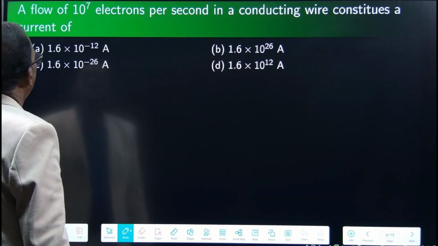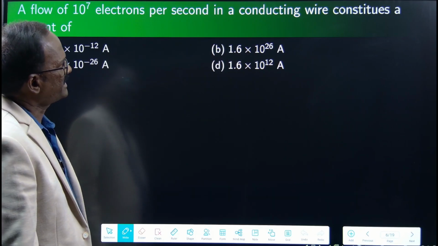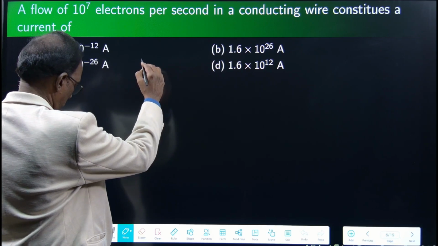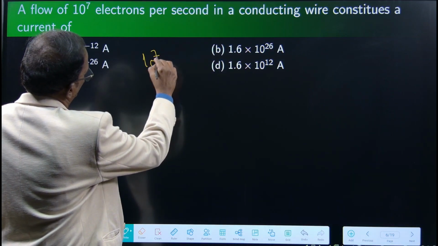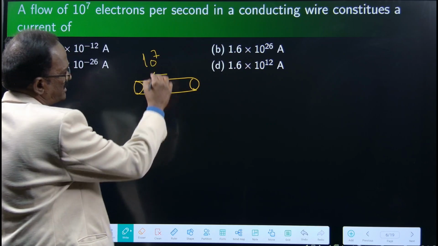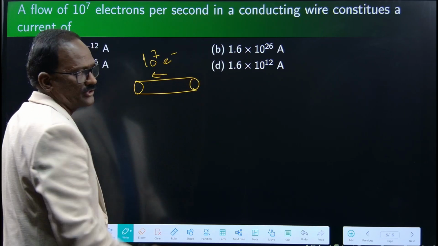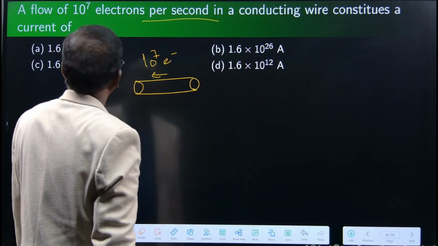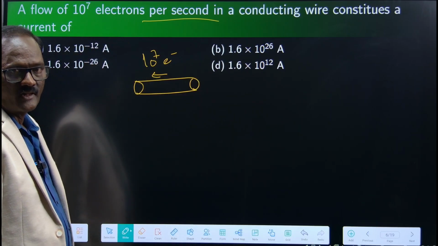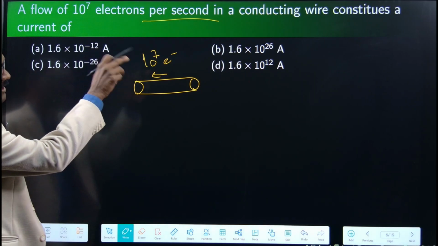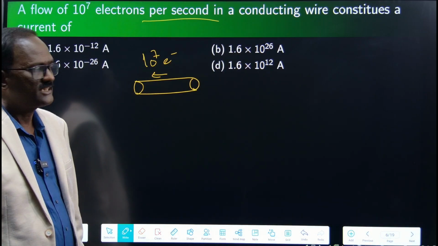A flow of 10 to the power 7 electrons per second in a conducting wire constitutes a current of... 10 to the power 7 electrons are flowing through a conductor. This much of electrons are flowing through the conductor per second. What is the value of current? So ampere, it is 1 coulomb per 1 second. All the options are given in ampere.